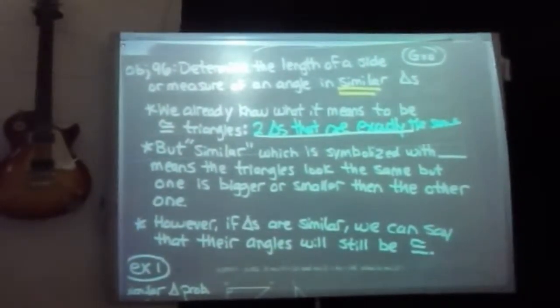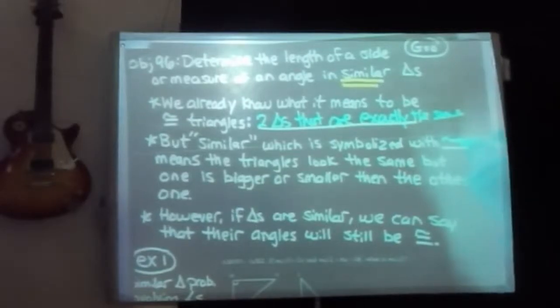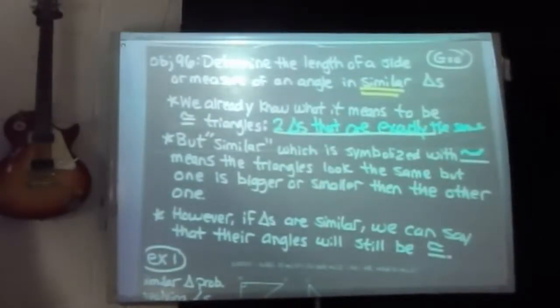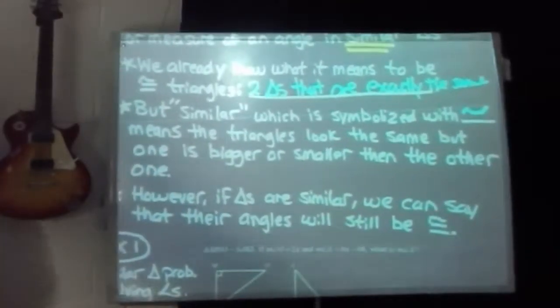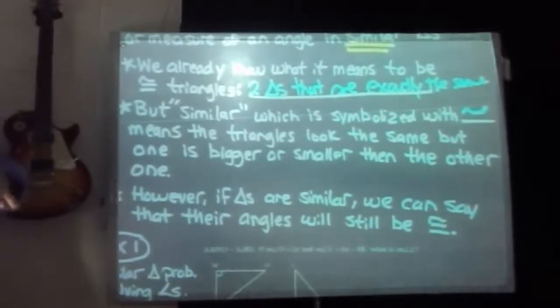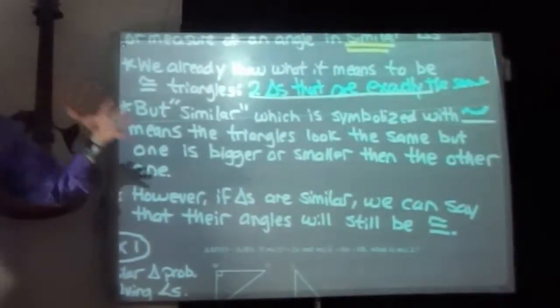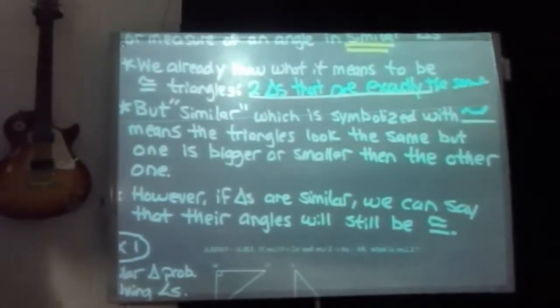Similar's symbol, instead of the squiggly with the equals, is just the squiggly. That means similar. What similar means is we have 2 triangles that look the same, but one is either bigger or smaller than the other. It's like you took a triangle and blew it up. They look identically the same, just one is like the bigger brother of the other.